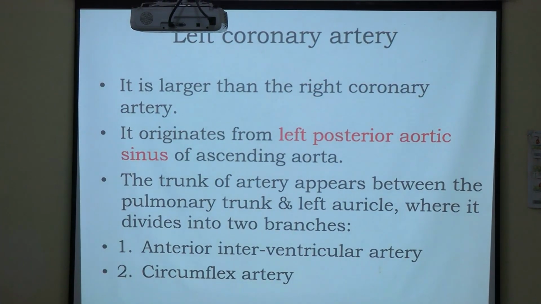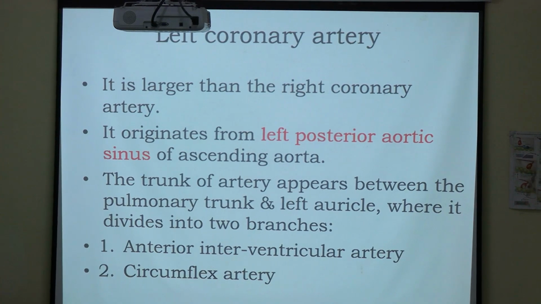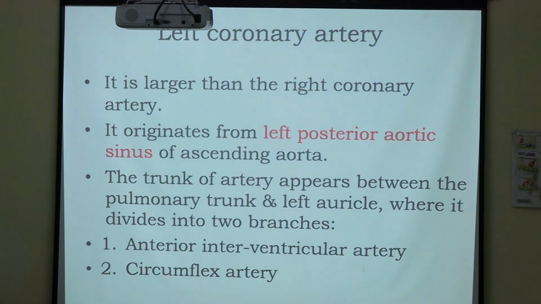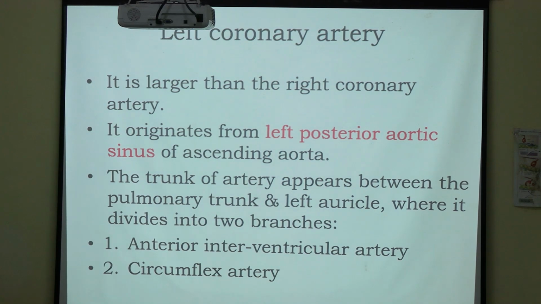It originates from the aorta, like the right coronary. It is larger than the right one, bigger inside. It originates from the left posterior aortic sinus, this valve. The trunk of the artery appears between the pulmonary trunk and the auricle, as we have already told you. It will produce two branches, the anterior interventricular artery and the circumflex artery. Circumflex artery means the part of the left coronary artery which is going to the back. Okay, that is the circumflex.